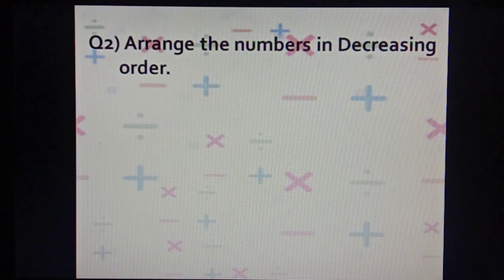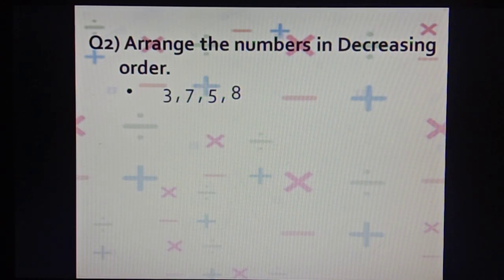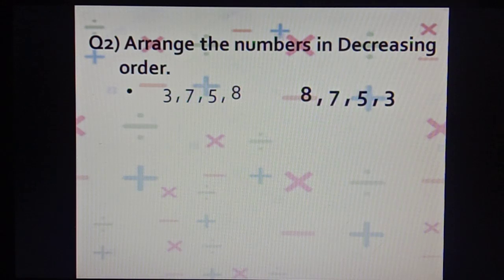Now let us do our second question. Arrange the numbers in decreasing order. In the first question, we have 3, 7, 5 and 8. So the decreasing order will be 8, 7, 5 and 3. Why so? Because 8 is the biggest number, then 7, then 5 and the smallest is 3.